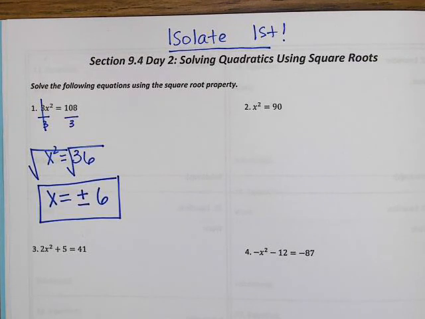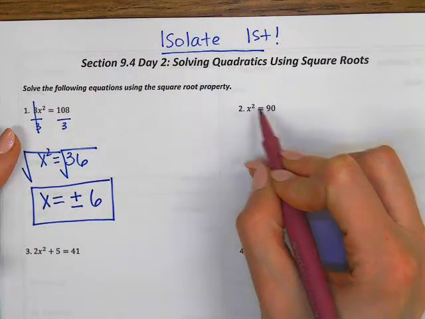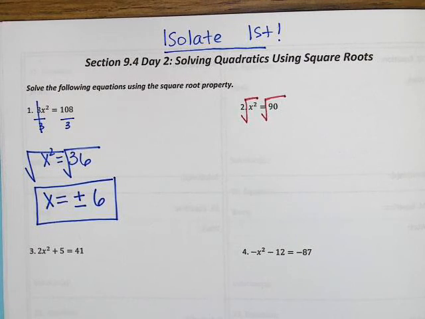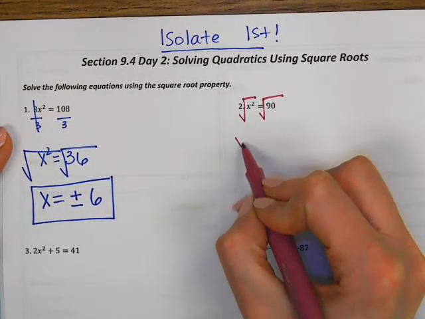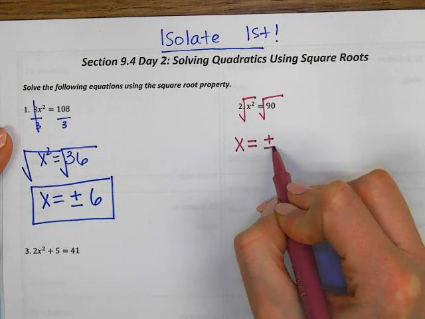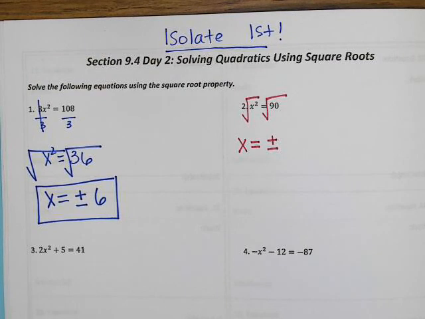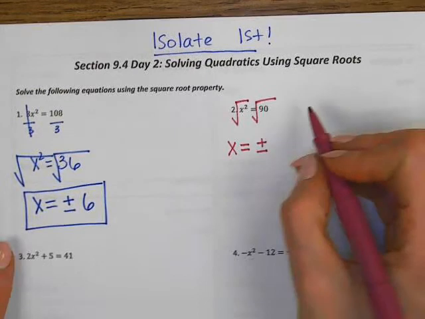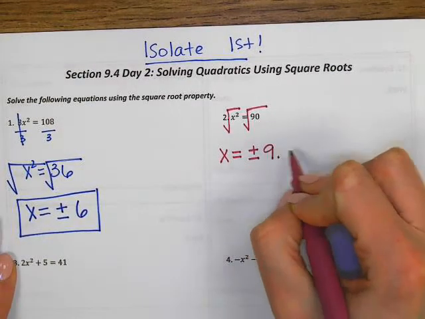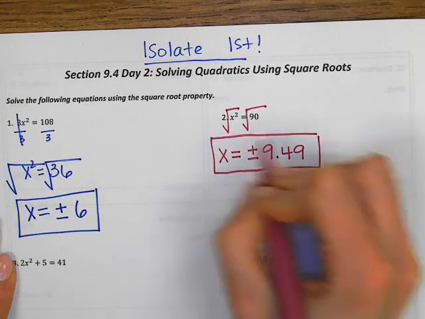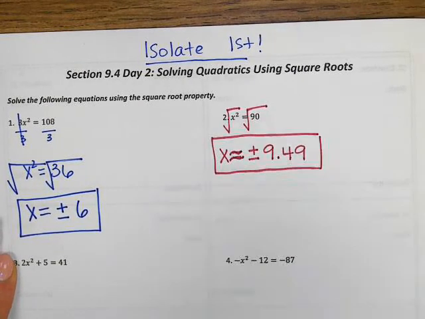All right, number 2. Number 2 is already isolated. So if x squared equals a number, we can jump straight to square rooting both sides. And that gives us x equals, don't forget plus or minus, and the square root of 90, we will just type in the calculator. Square root of 90, rounded to the nearest hundredth, is 9.49. And since we're rounding, we'll say about.